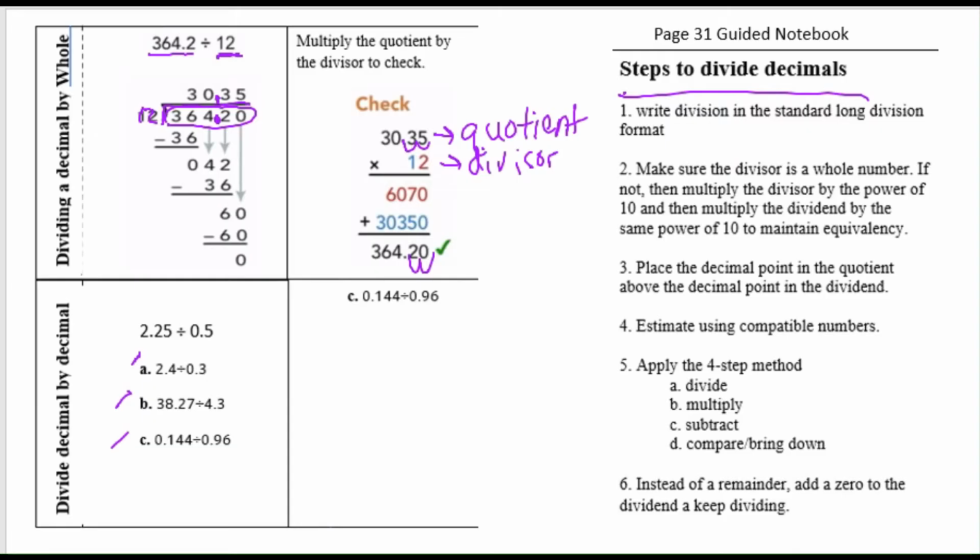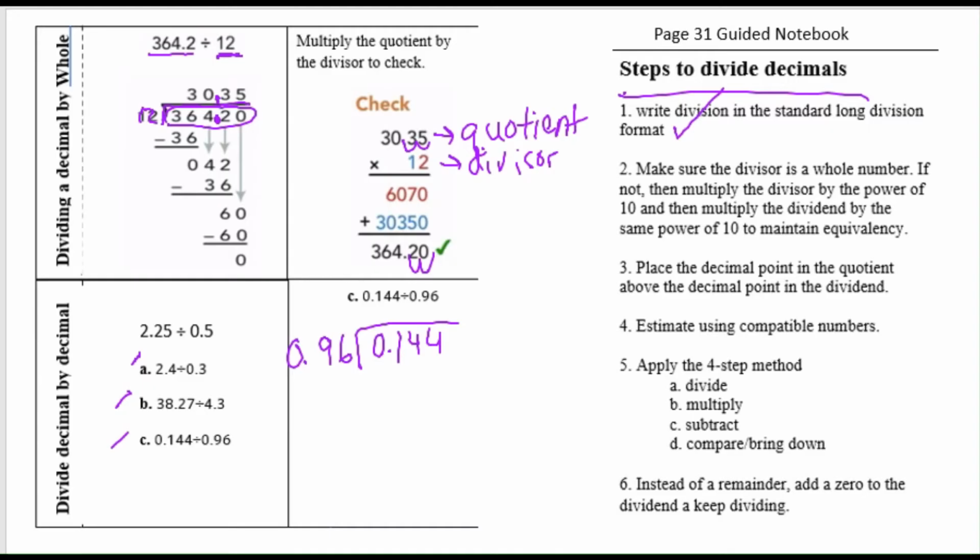So let's look at answer choice C right here. So step number 1, you have to write the division in a standalone division format. So 144 thousandths divided by 96 hundredths. So that's step number 1. Write it in a standalone division. I'm going to move on to step number 2.